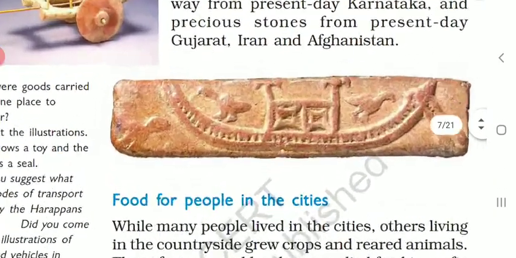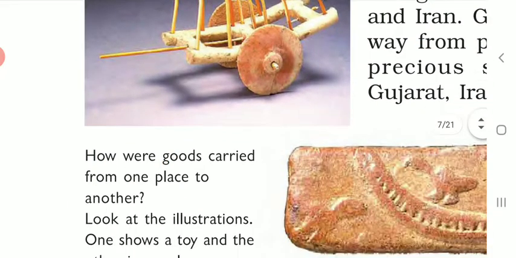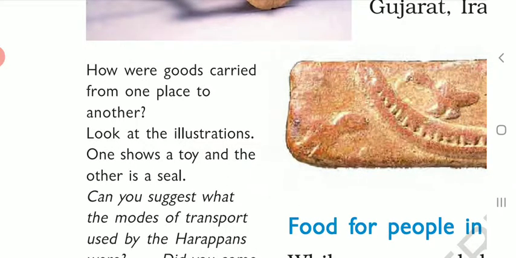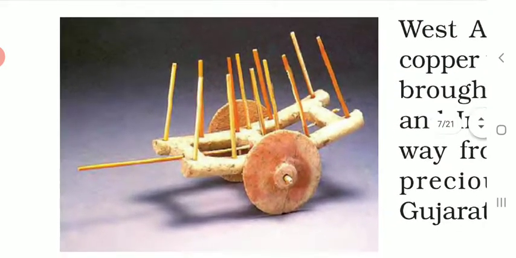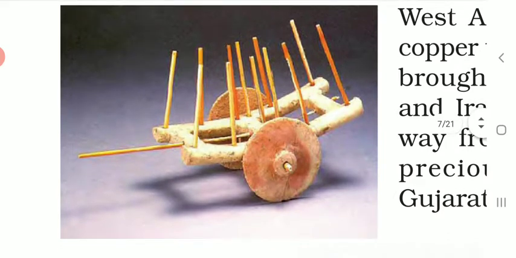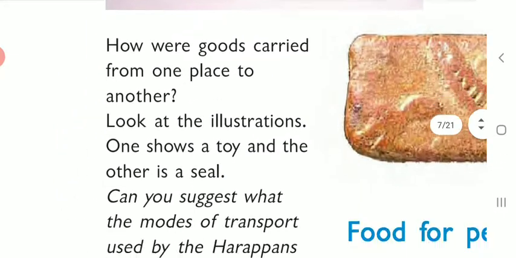So here you can see a bullock cart, which is actually a toy. How were goods carried from one place to another? Look at the illustrations. One shows a toy and the other is a seal. If you can see, this is a toy. But with the help of this picture of the toy, we can understand that at that time also bullock carts were used for bringing different materials from distant places.